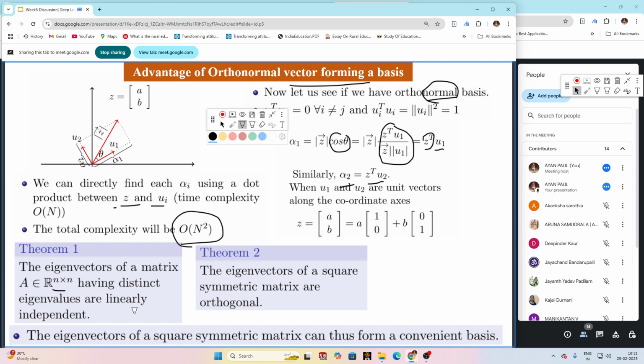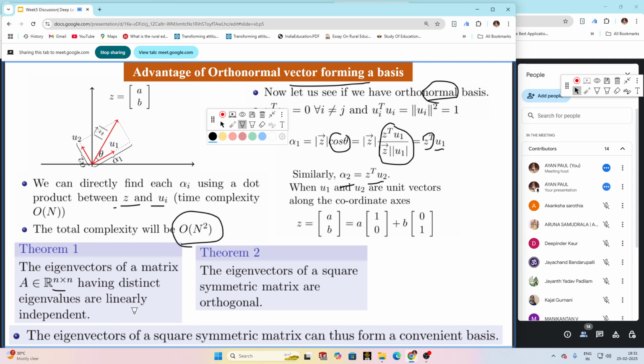So again I am revising. First, what we have learned is what these eigenvectors and eigenvalues are. Second, what we have learned is linear algebra, the concept of linearly independent vectors. That is, any point can be represented in a basis provided that these bases are linearly independent. And second thing, what we have seen, it is more convenient if these bases are orthonormal.